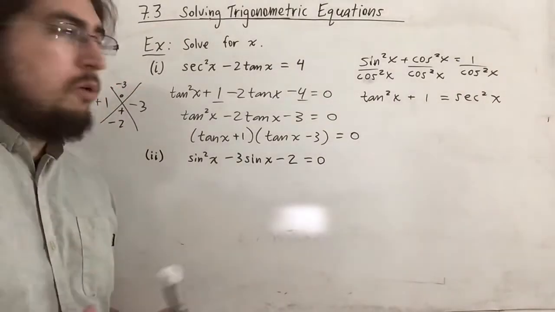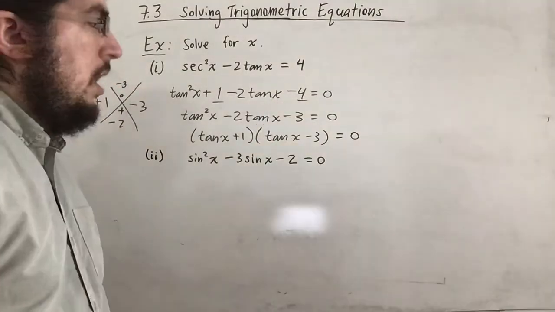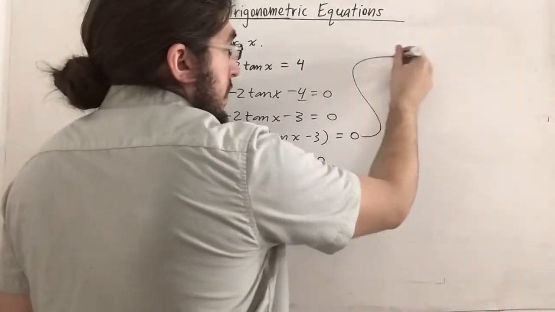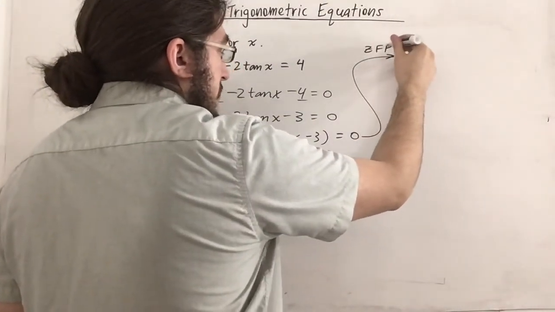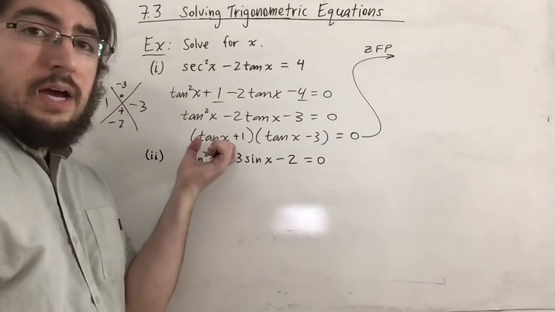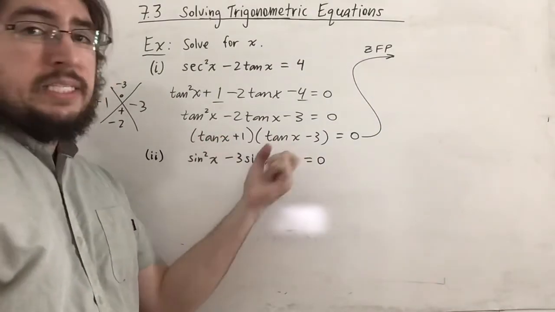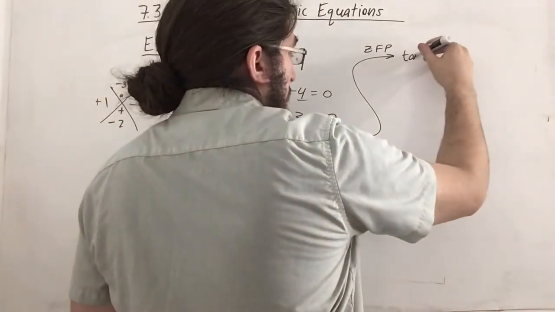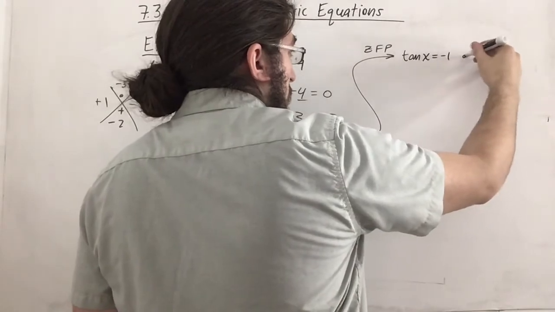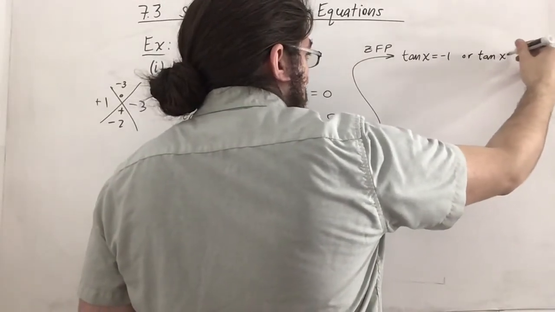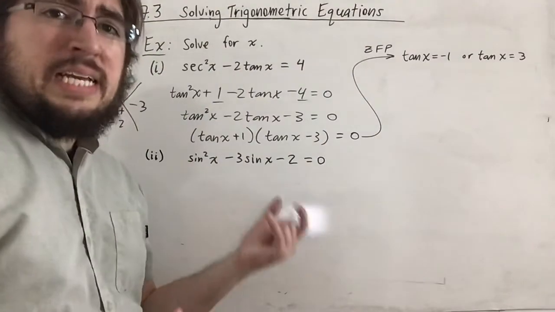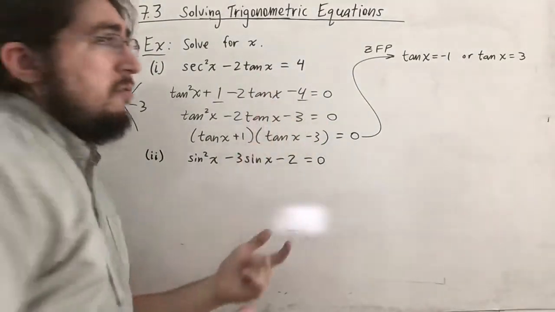Alright, so now using the zero product property, or zero factor property, I guess is what we call it, either tangent is equal to negative 1 or tangent is equal to positive 3. So let me write tangent of x is equal to negative 1 or tangent of x is equal to positive 3. We've actually seen where tangent of x is equal to negative 1 before.